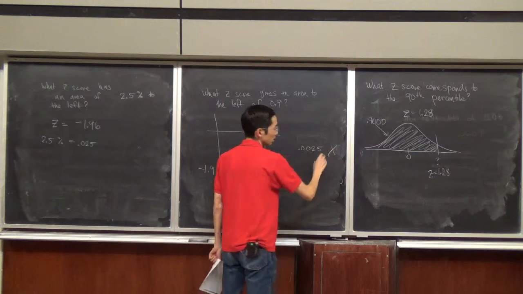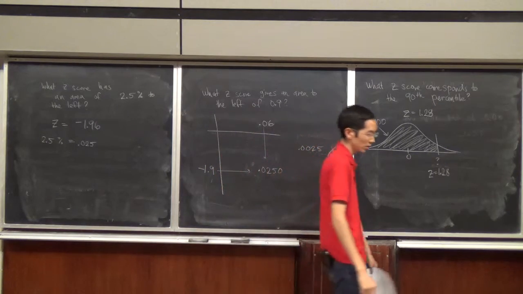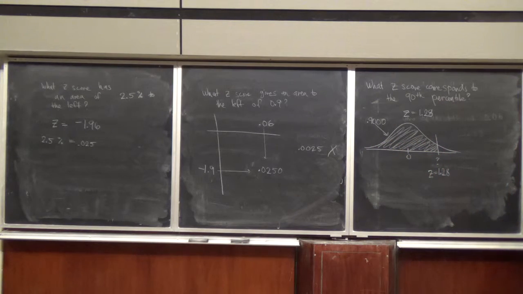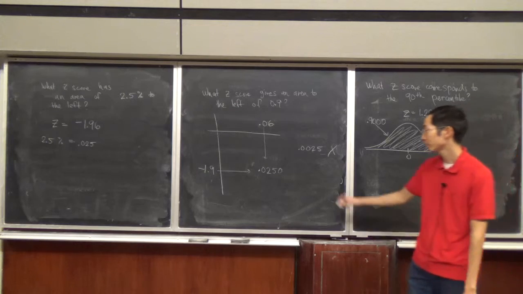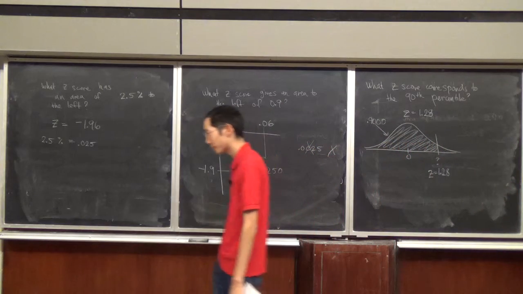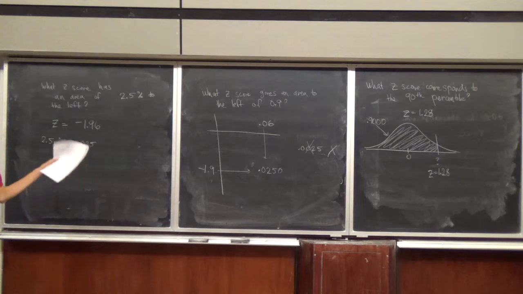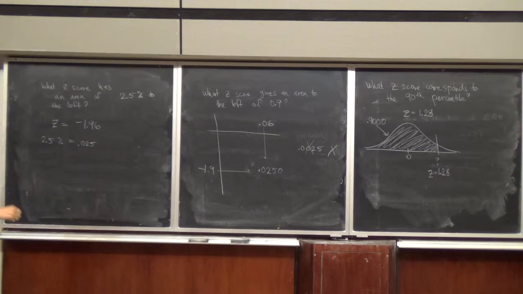I have a feeling some of you looked up 0.0025. 0.0025 is wrong. That is 1/4 of 1%. Don't do that. You have to know your decimals and percentages. Don't make silly mistakes. So the z-score that has an area of 2.5% to the left is negative 1.96. So about negative 2, but negative 1.96. Is that okay? All right.